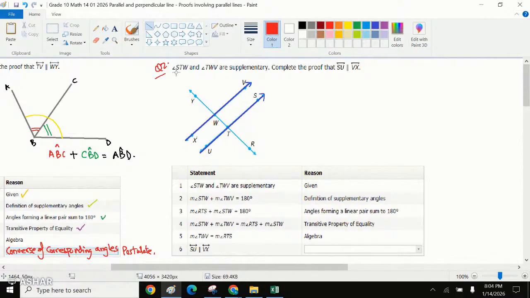These two are supplementary angles. This information is already given to us. S, T, W, T, W, and V.